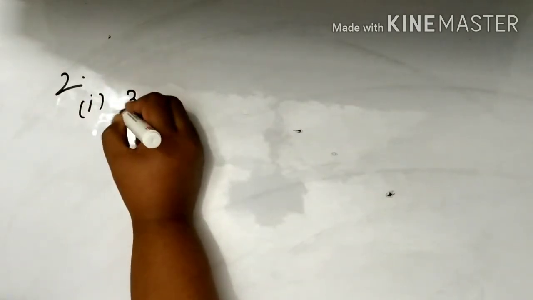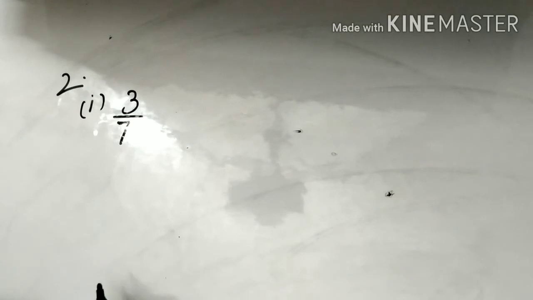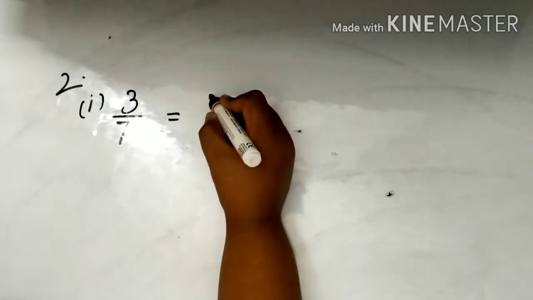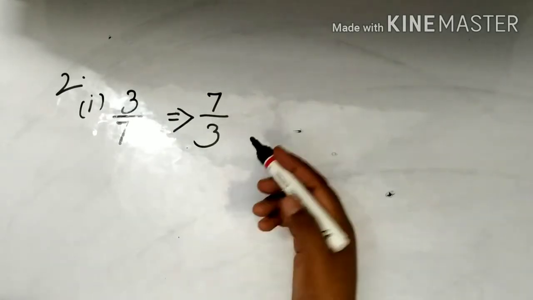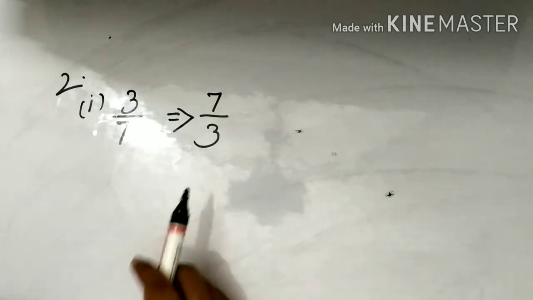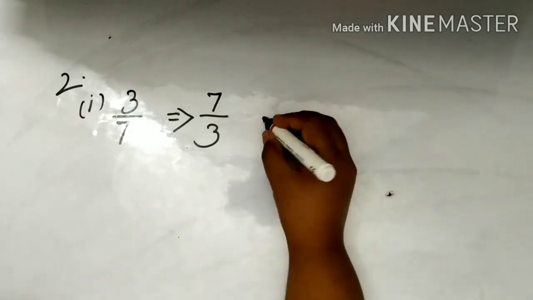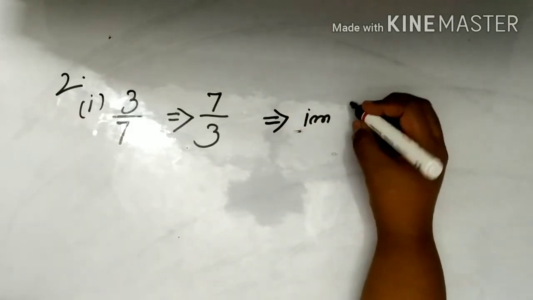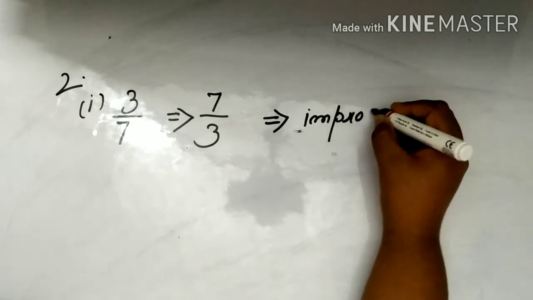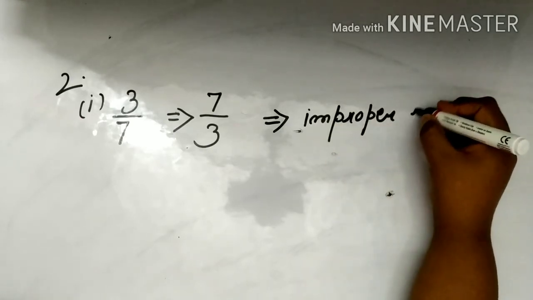Okay, so here you have to find the reciprocal, right? So let's take the first part. The question is 3 by 7. Now you know what is the reciprocal of 3 by 7? It is 7 by 3, right? Now what is this? Is this a proper fraction, improper fraction, or a mixed fraction? It is an improper fraction.